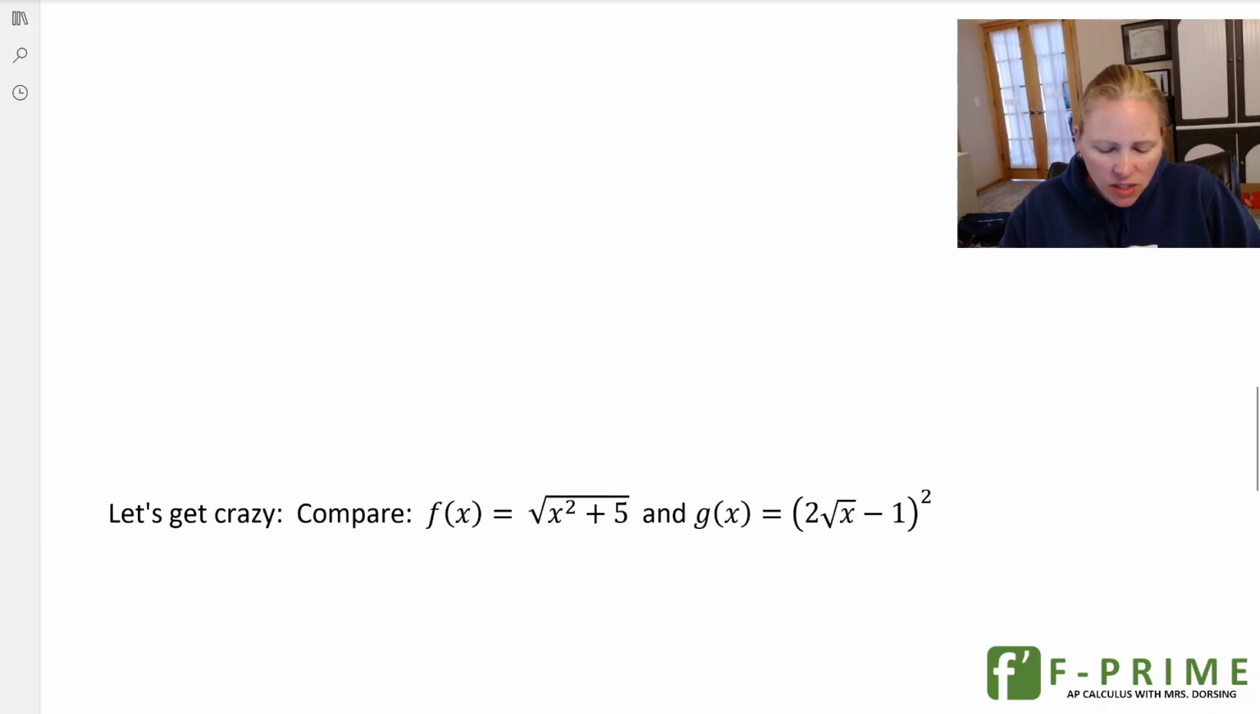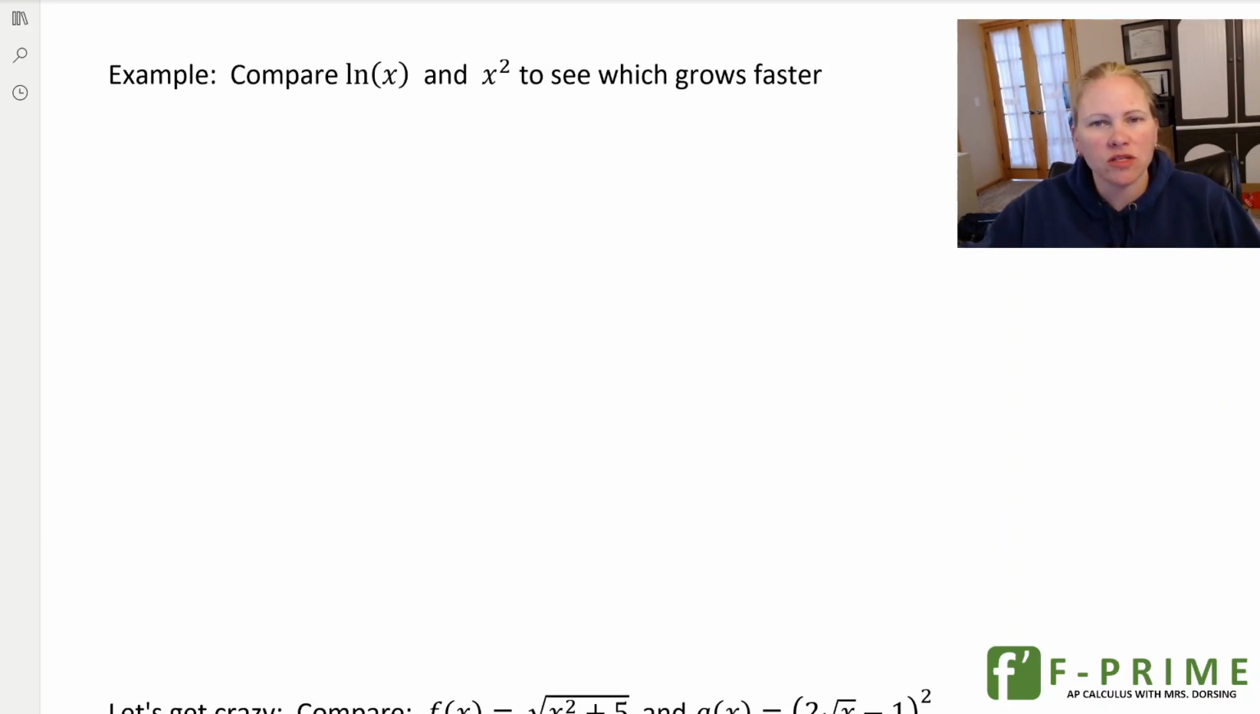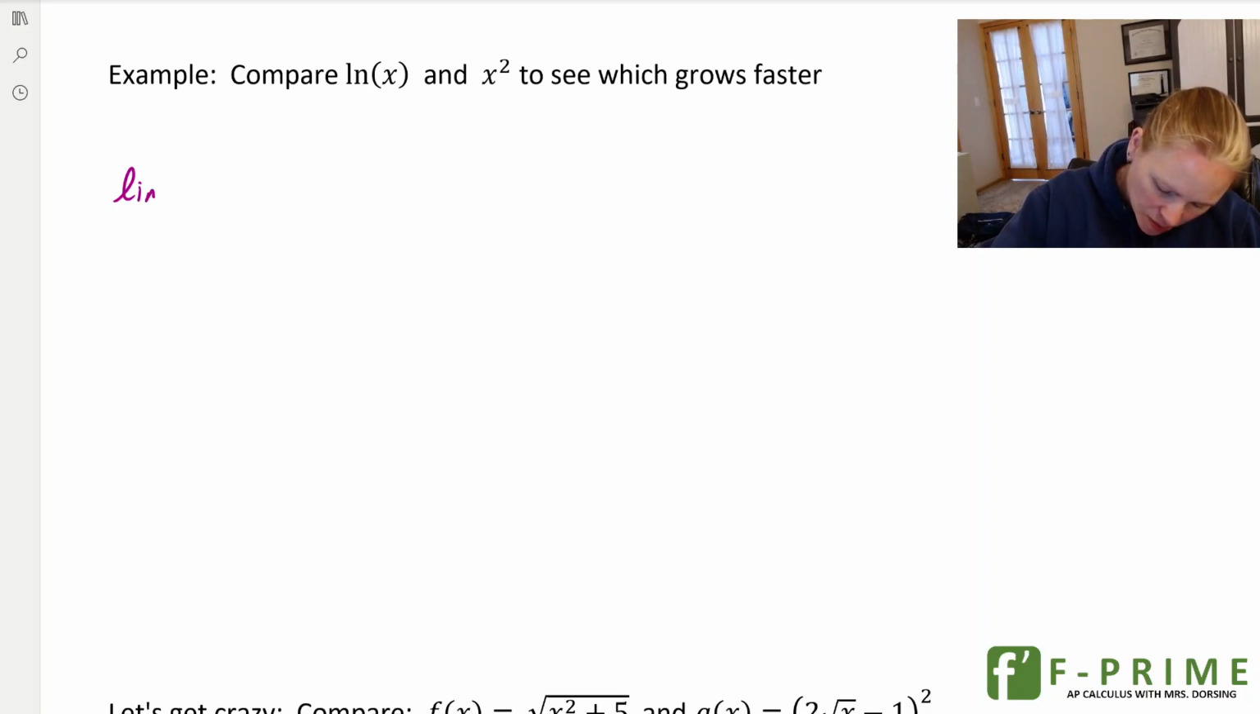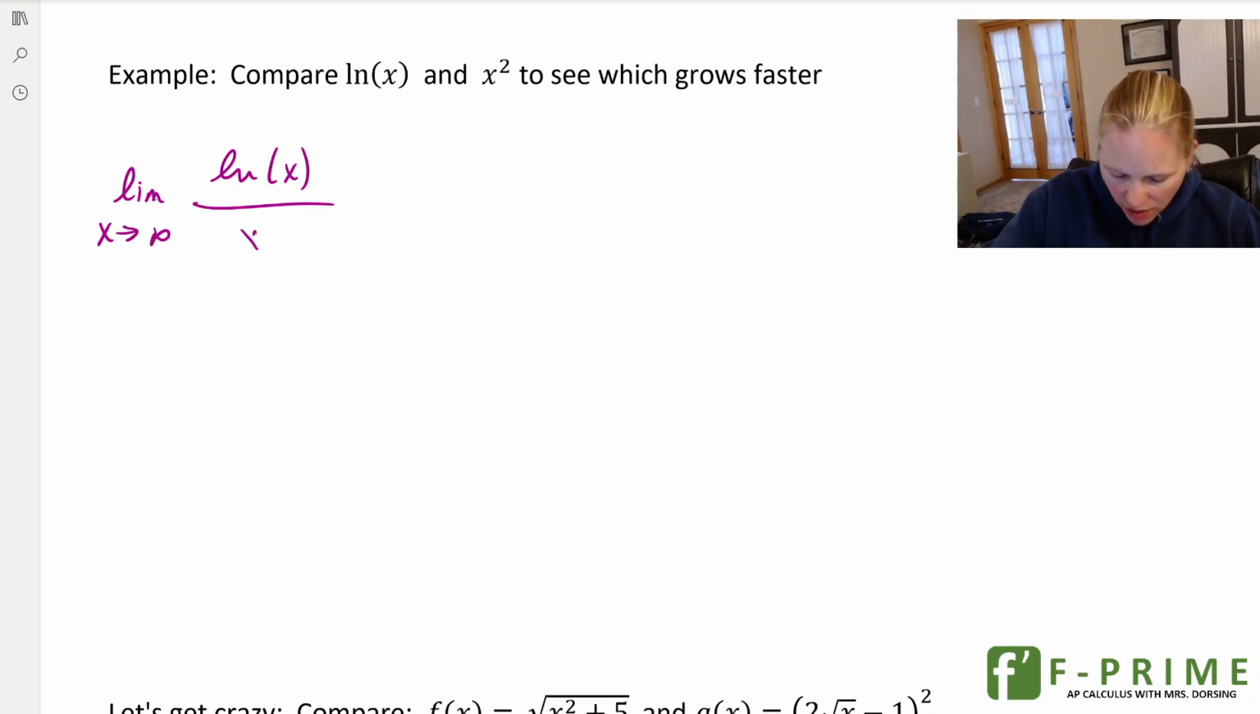So let's take a look at some examples. We're going to compare these two and see which grows faster. You might want to pause and just try this setup on your own. Otherwise, you can stick around and just watch me do it. So I'm going to set this up. I'm going to do the limit as x approaches infinity of the natural log of x over x squared. I'm just going to choose one to go on the top. And when I do this, I get infinity over infinity.